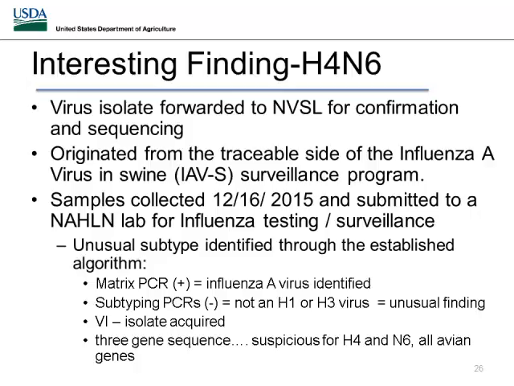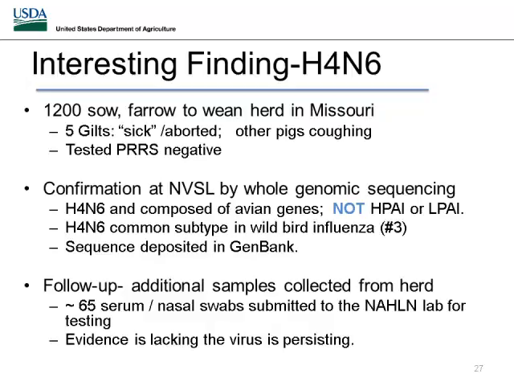So what's going on there? They sent the samples to NVSL, and they did a gene sequence for all the avian genes. What we found was H4N6, in a feral to wean herd in Missouri. The reason we know it was Missouri is because they selected it as a traceable sample, which allowed us to do the traceback. If it wasn't a traceable sample, we would not know any more than that we had an H4N6 identification in the U.S.